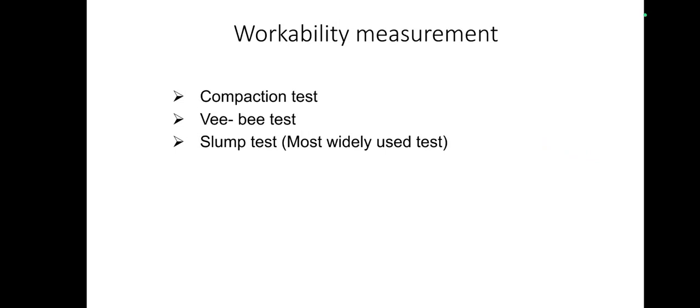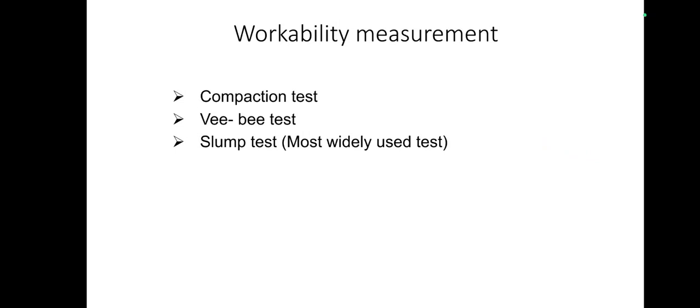Homogeneity means it should not separate out. Those things should be ensured in all conditions, starting from the mixing to the placing of the concrete. And what are all the tests we can conduct to measure this workability? Mainly the slump cone test, next the VB test and the compaction factor test.